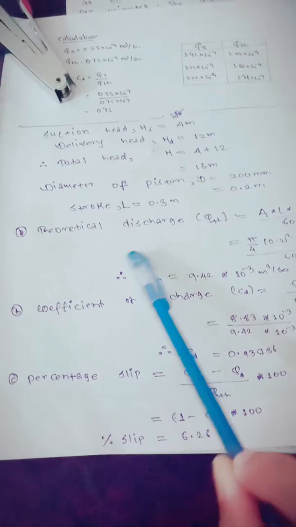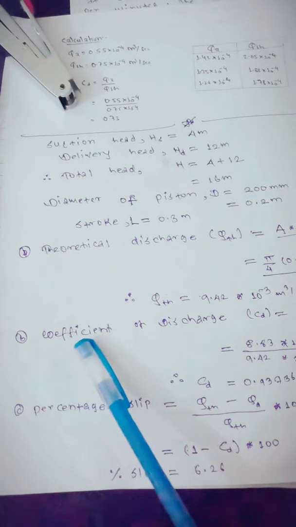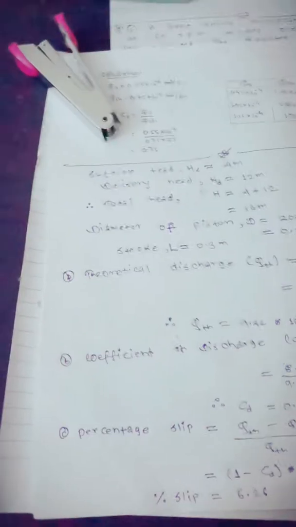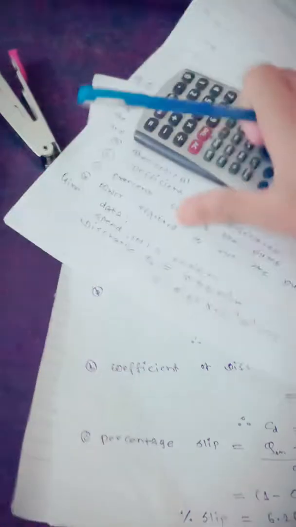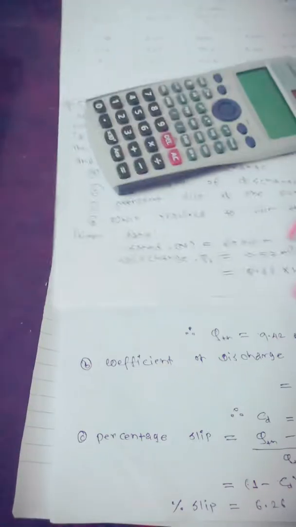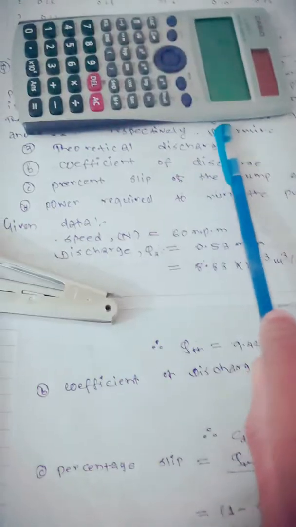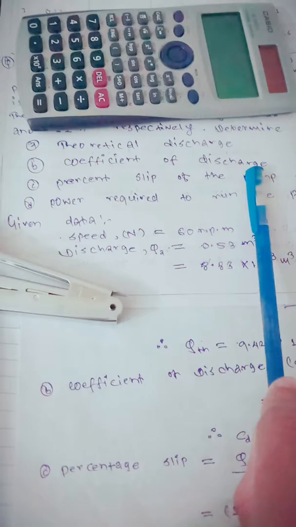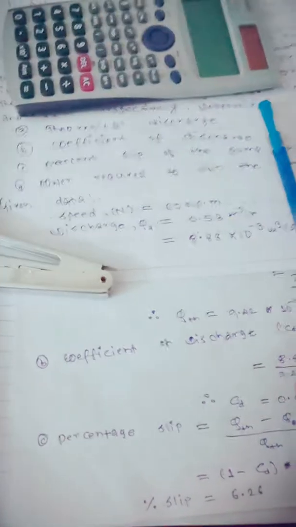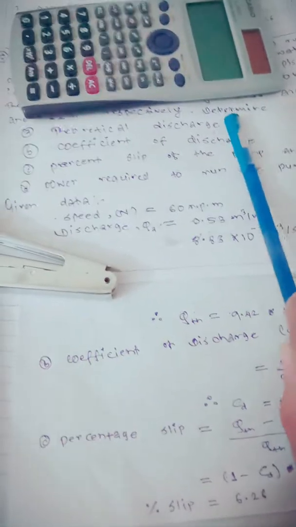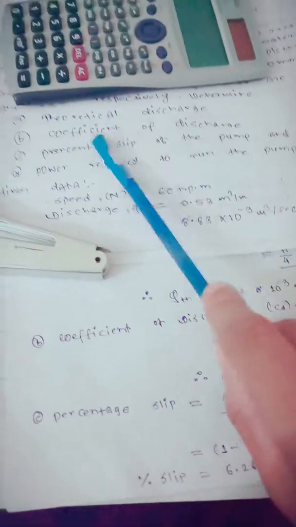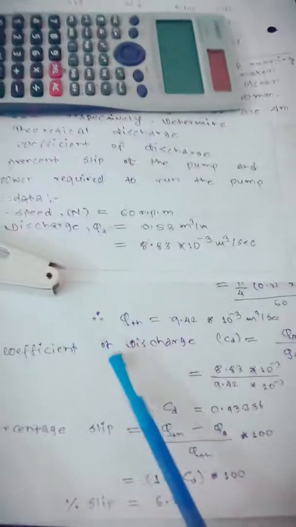Okay, so we know the theoretical discharge value. The second question is to determine the coefficient of the discharge. Determine means find out. Find out the coefficient of the discharge, C suffix D.